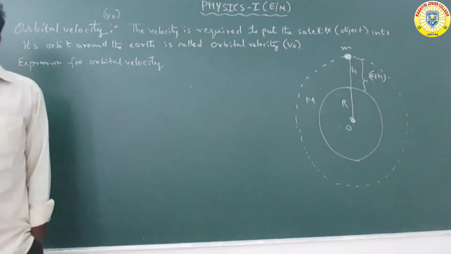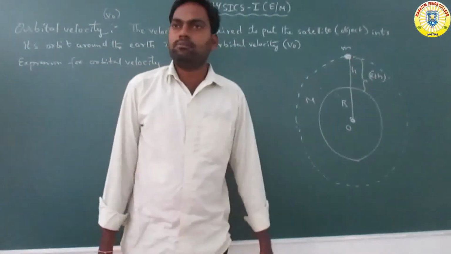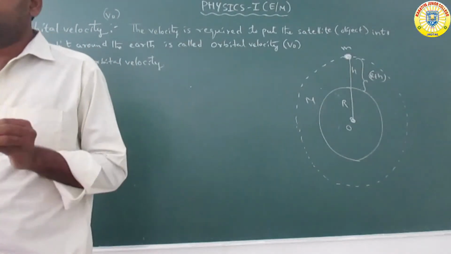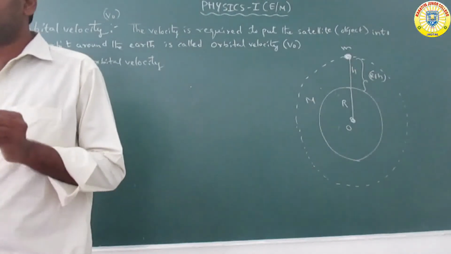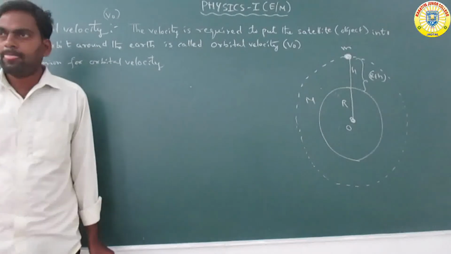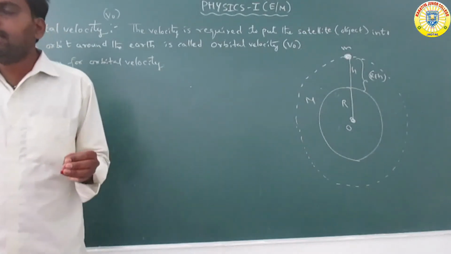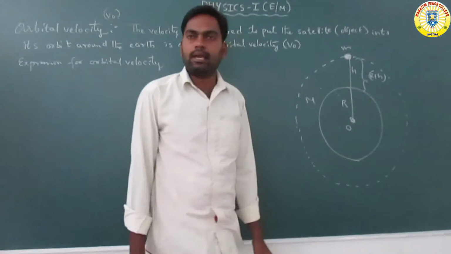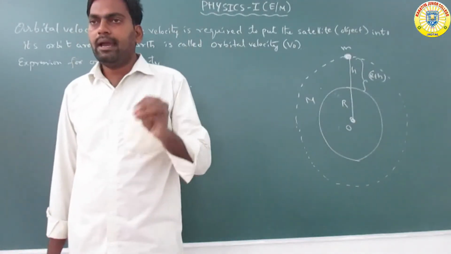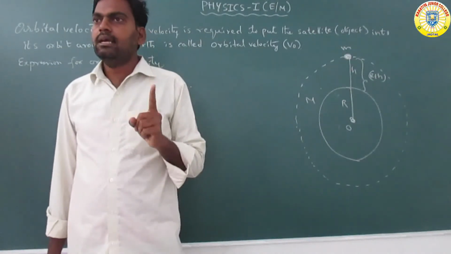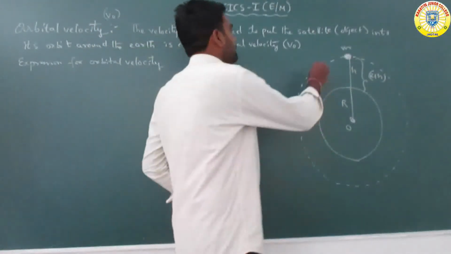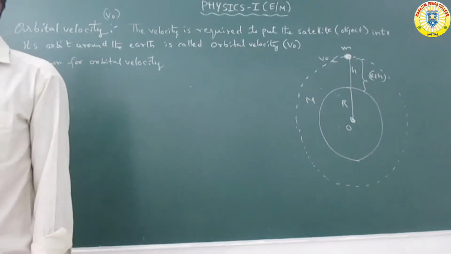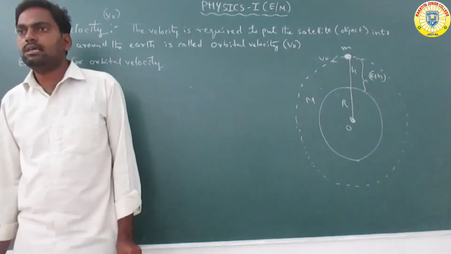First of all, we consider the earth or planet of mass M and radius R, with the center of the earth taken as O. Now also consider the mass of the object or satellite, taken as small m, revolving around the planet with velocity V naught.